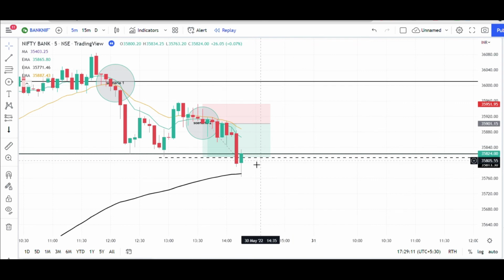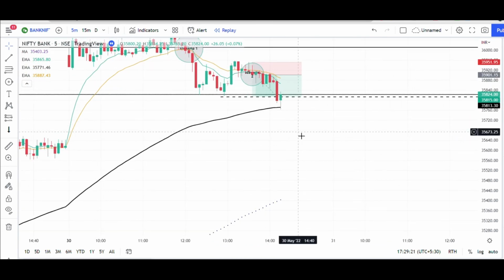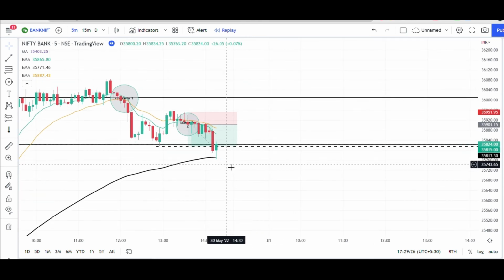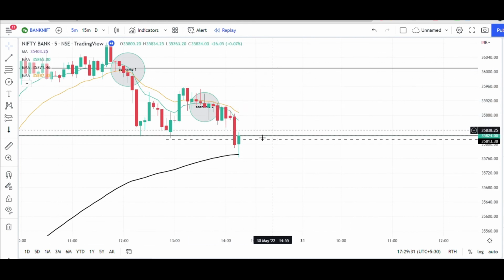Why are we not taking the scenario 3 entry now? Because the 100 exponential moving average is very near. But why can we take the entry, right? Because you already got 2 profits here in the counter trade. So let's say you are not taking any entry here, but you are following the third scenario.